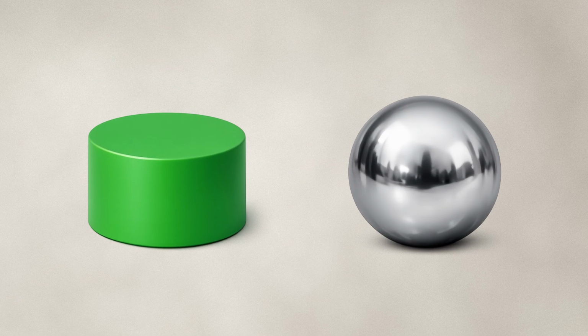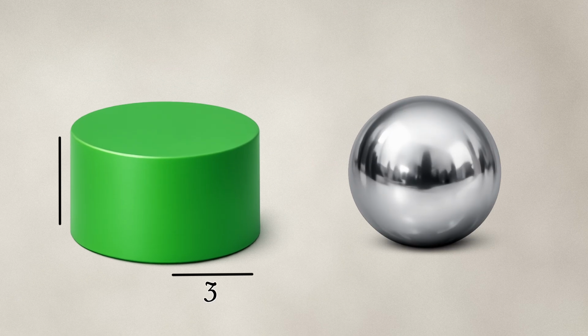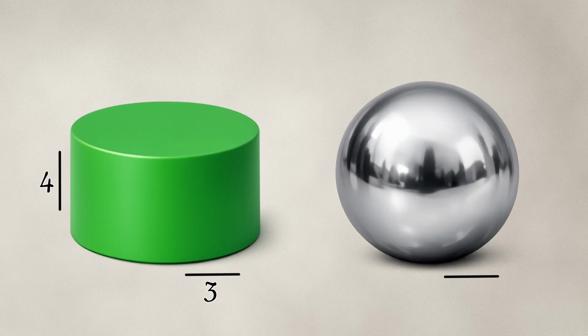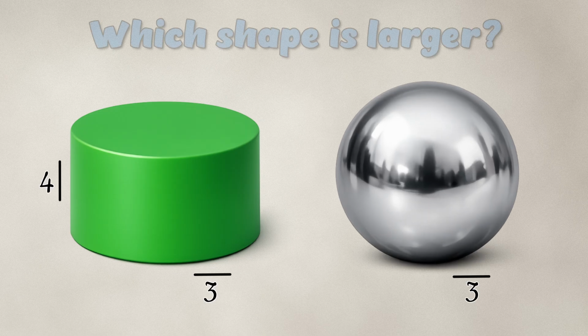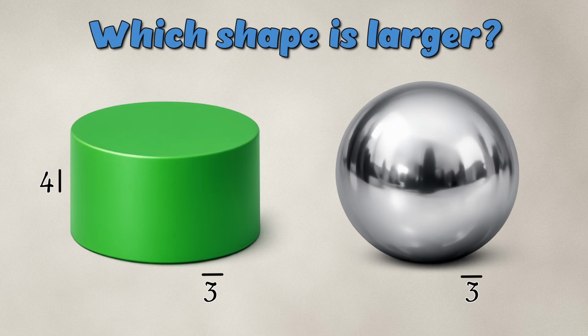Final round, and you're going to find this one interesting. We've got a cylinder with a radius of 3 and a height of 4. And then we have a sphere also with a radius of 3 units. They have the same radius, but different shapes and different heights. Take your time on this one. Think carefully. Which shape has the bigger volume?